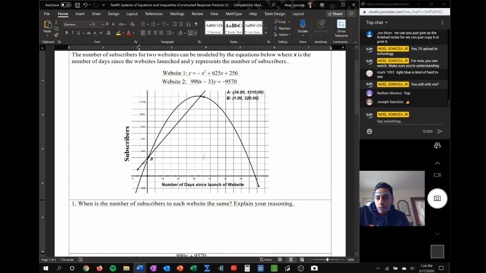So then it asks, when is the number of subscribers to each website the same? This is where you have to think about what it means for things to be the same, and where that shows up on the graphs. It's typically in special points. It's the points where the 2 graphs intersect. If I have an intersection between the 2 graphs, that's going to represent a time when the 2 things were the same. So when is the number of subscribers to each website the same? That means what day? What day after the launch were they the same in terms of subscribers?